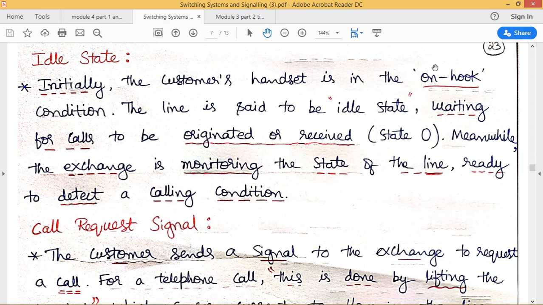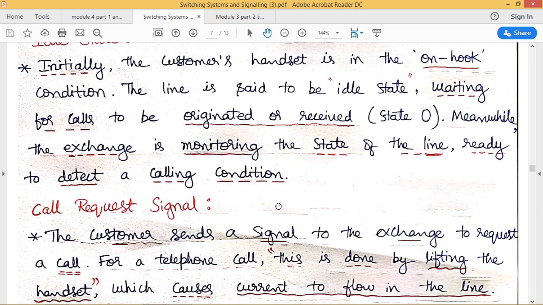So if a telephone is in on-hook condition, the exchange is also continuously used to monitor what state it is in, whether it is state 0 or other than this, and the exchange is ready to detect a calling condition. Once the customer lifts his handset, it becomes off-hook. In that case, the exchange must be able to detect a calling condition.